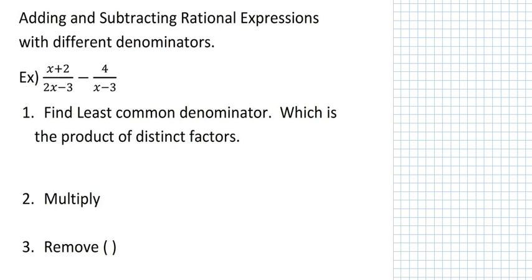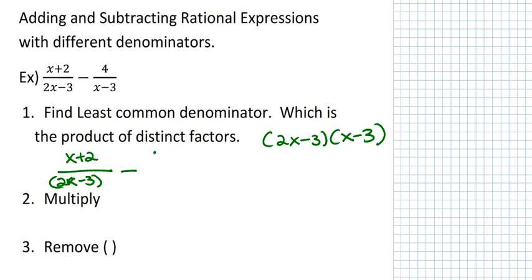Whenever they have different denominators, basically you find the least common denominator by factoring. So in this case, notice you don't need to factor the bottom, so basically the common denominator would be multiplying the two factors. So the common denominator would be 2x minus 3 and x minus 3. And so basically, to get the common denominator, you take top and bottom and multiply by what they don't have.